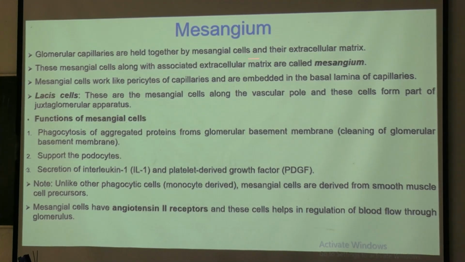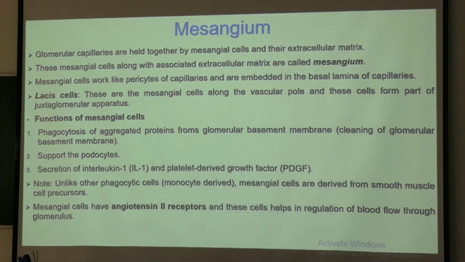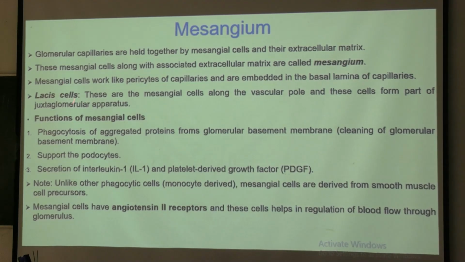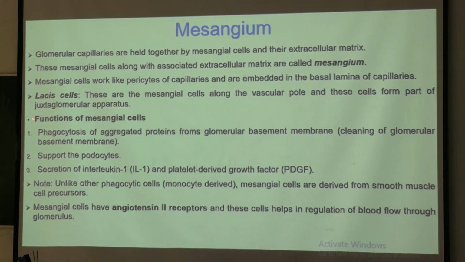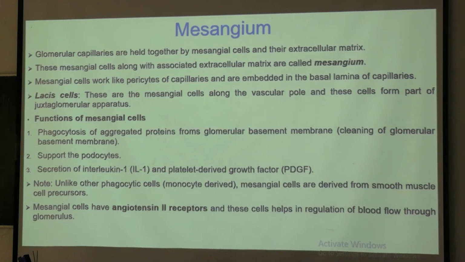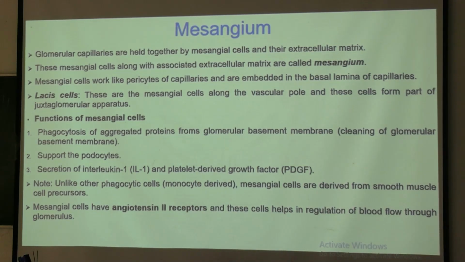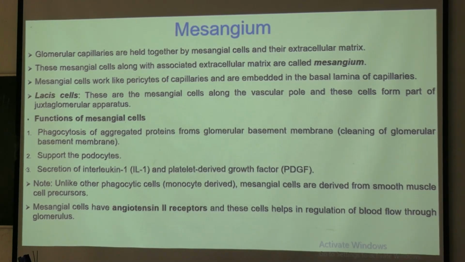So mesangial cells work like pericytes of capillaries and are embedded in the basal lamina of the capillaries. There are lacis cells. These are the mesangial cells along the vascular pole, and these cells form part of the juxtaglomerular apparatus. You have seen the name in your 12th. You have read the juxtaglomerular apparatus. That is also an important short note.